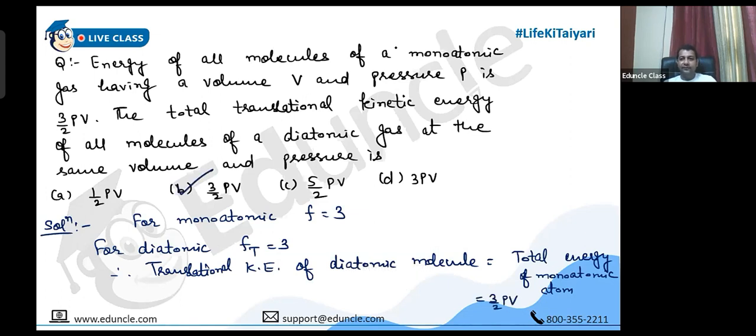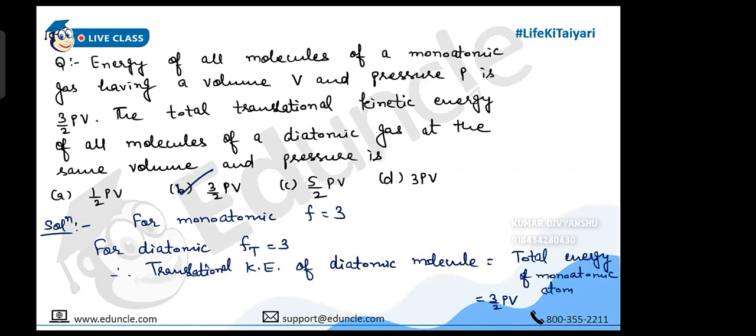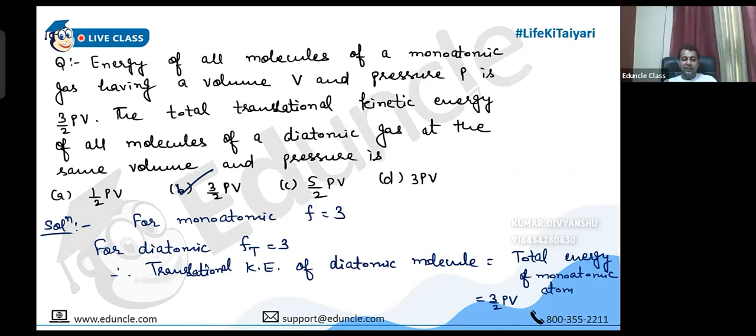That's it. Clear? Or should I explain it further by writing PV equal to RT and all? Is there a need? Such questions are there in EAMCET too. I think they are there to confuse you people. So please read the question carefully every time you get this kind of question.